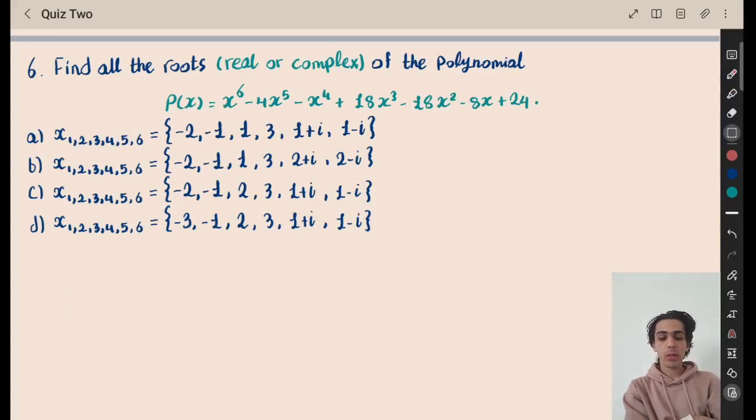Find all the real or complex roots of this degree 6 polynomial. Luckily we have choices, otherwise we would have to do long division 6 times. It's not really favorable from my side. I don't know about you.